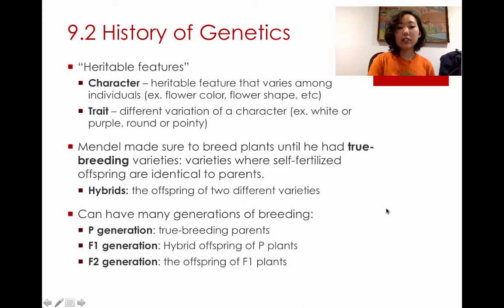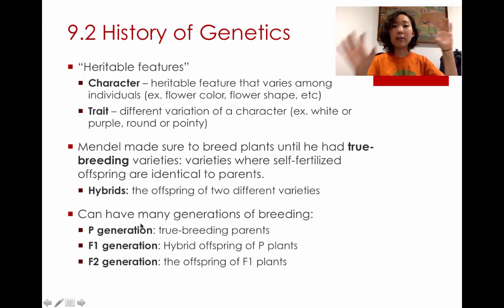So the P generation is the true breeding parents. The F1 generation is the first generation, the children of the P generation. And the F2 generation is just the offspring of the F1 generation. So you can think of the P generation kind of like the grandparents, the F1 generation like the parents, and the F2 generation like the children.